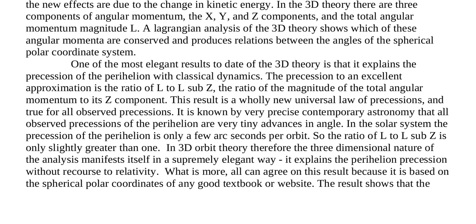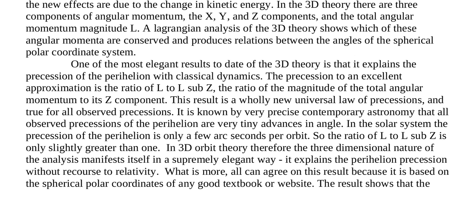One of the most elegant results to date of the 3D theory is that it explains the precession of the perihelion with classical dynamics. The precession, to an excellent approximation, is the ratio of L to L sub z, the ratio of the magnitude of the total angular momentum to its z component. This result is a wholly new universal law of precession, and true for all observed precessions. It is known by very precise contemporary astronomy that all observed precessions of perihelion are very tiny advances in angle. In the solar system, the precession of perihelion is only a few arc-seconds per century, so the ratio of L to L sub z is only slightly greater than 1.